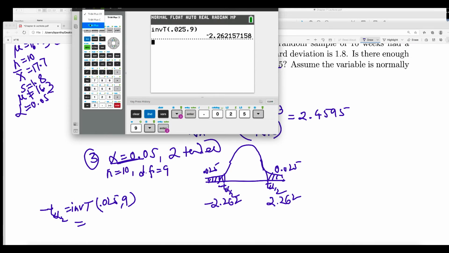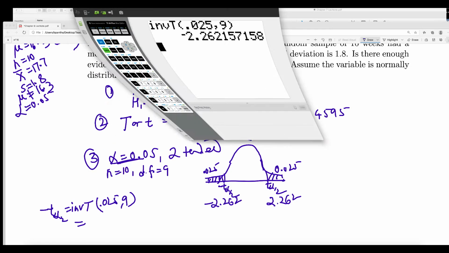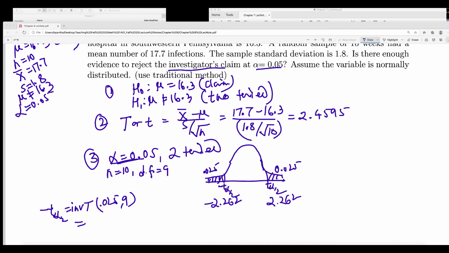For normal distribution, it was a little bit different, but for the t distribution or the t test, it is exactly the same thing. So you got negative 2.262. So the t alpha half will be positive 2.262. That is step number 3.